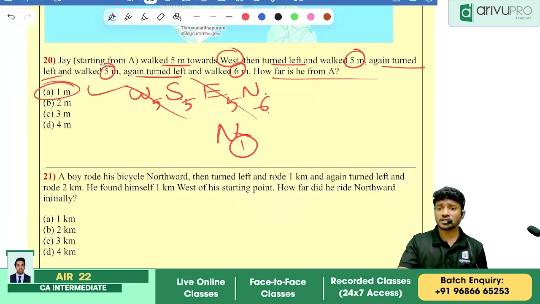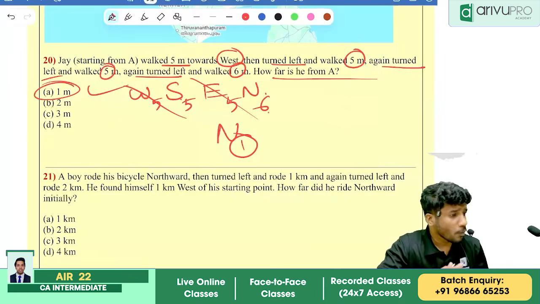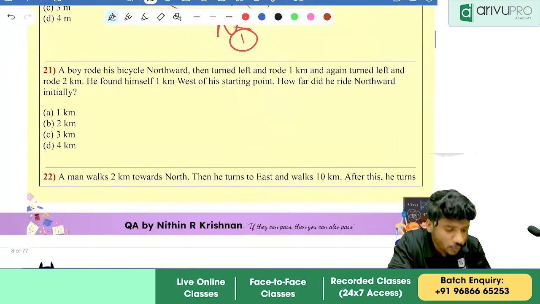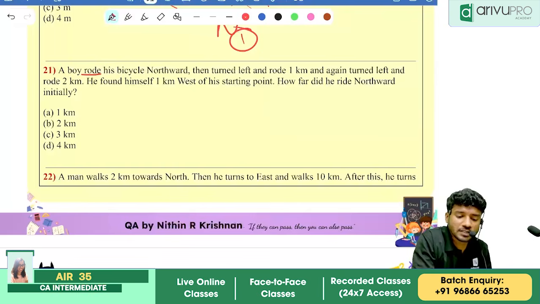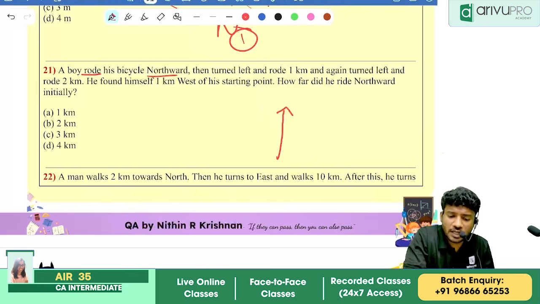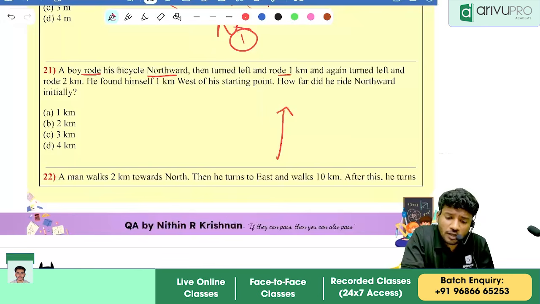You will get the answer within a few seconds. Most of the cases, questions will be like this itself. Okay. Next one. A boy rode a bicycle northward. A boy is driving a bicycle on the north side, and rode 1 kilometer.